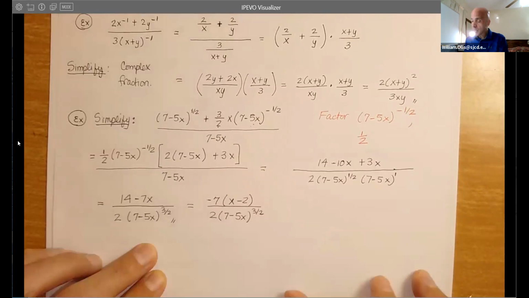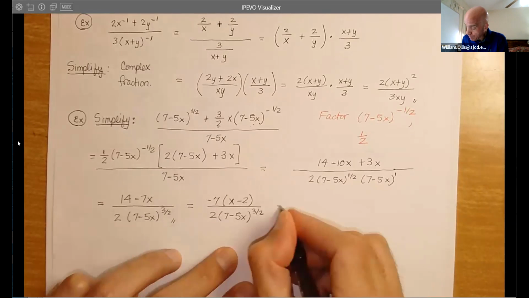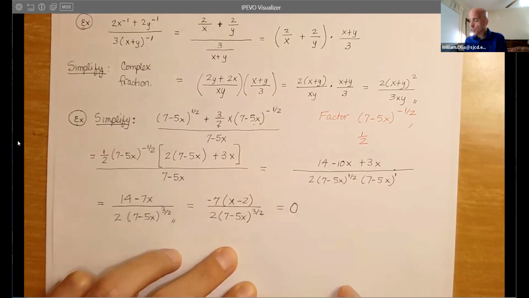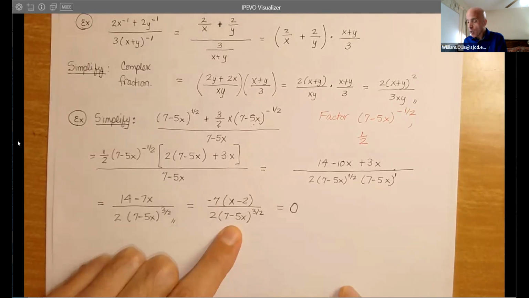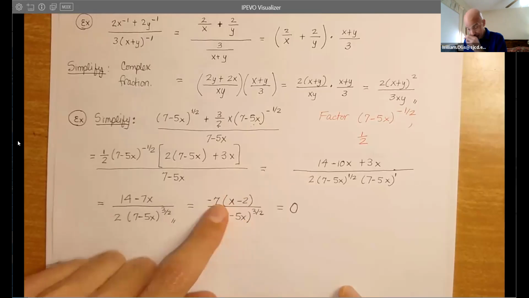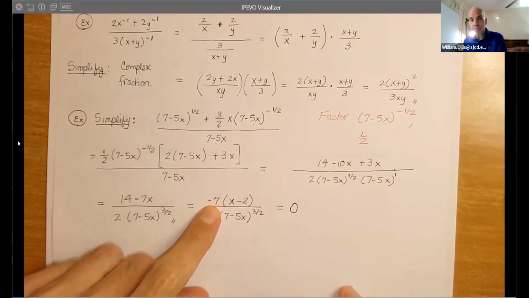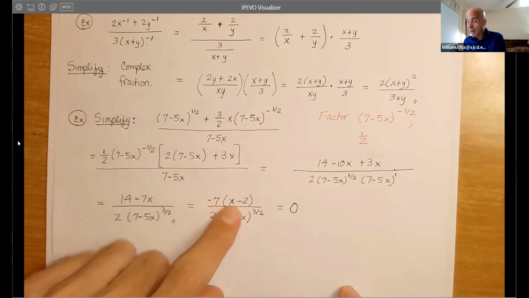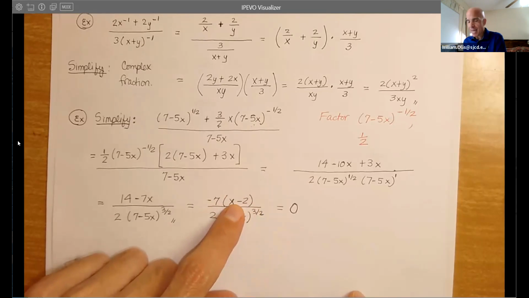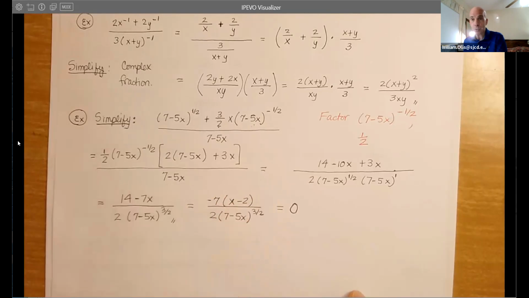Now, for instance, if we set this to 0, we know that fractions are only 0 when the actual numerator is 0. Even though we have a product here, we've got a -7. This is never 0. But if this is actually equal to 0, we're doing the backwards argument, we have to say that the x minus 2 factor must be 0 if this is going to be 0. Of course, if that were just a constant, it wouldn't be true at all.